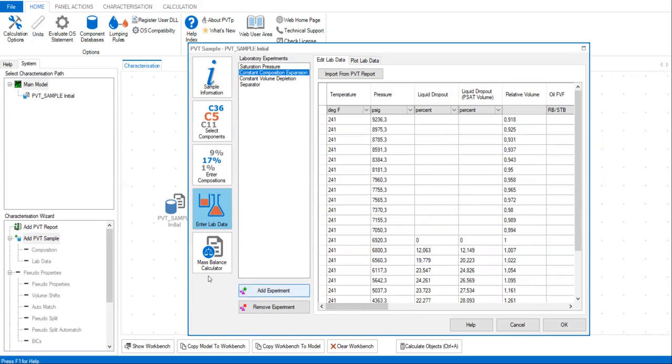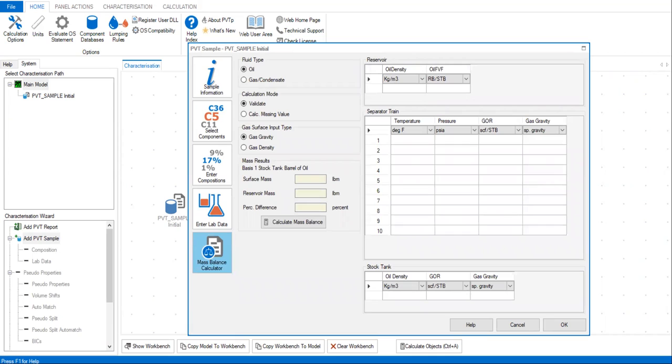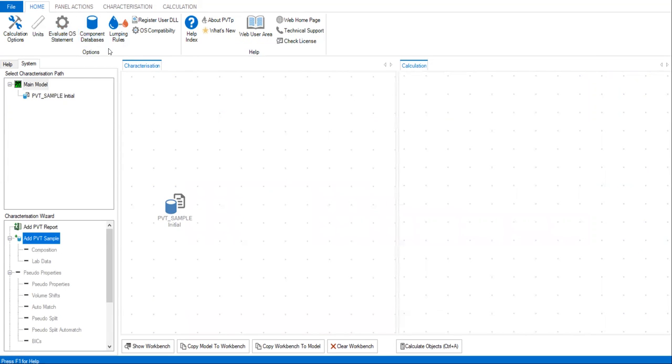Okay. And lastly, mass balance calculator. At this point, it would normally be advised to perform a mass balance calculation to assess whether the measured fluid properties are actually consistent. But in this particular case, however, there is not enough data to do this check, so we can leave it as it is. We can skip it. Okay, so click on this button, okay, and then you can save.